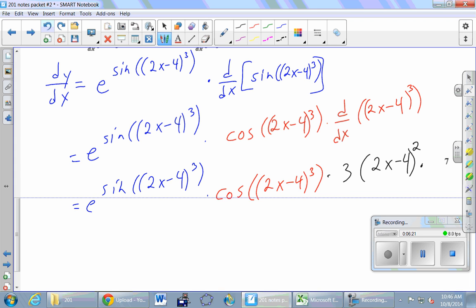And then times the derivative of 2x minus 4. Right? If it was just x cubed, we'd be done. But it's not just x cubed. It's 2x minus 4 cubed. So we've got to pay for that with this chain rule.